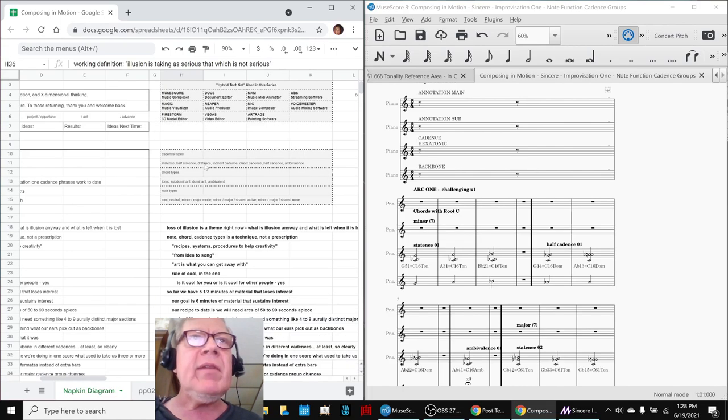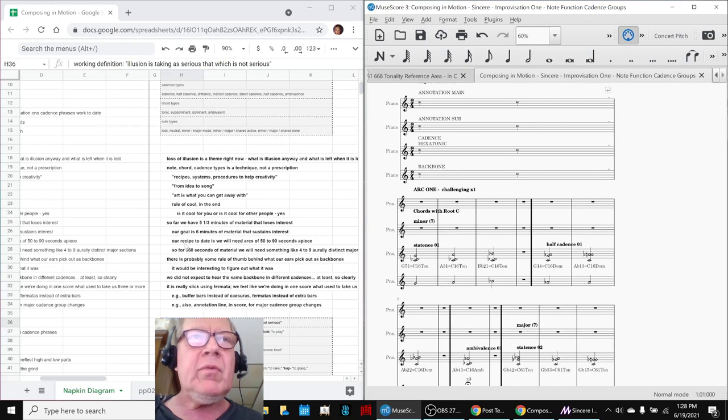We also, because we're spending so much time on this note function cadence groups approach, reminded ourselves of where this all comes from. And our favorite saying is that music theory is not a prescription. It's recipes and things to help creativity. Art is what you can get away with. Rule of cool in the end.